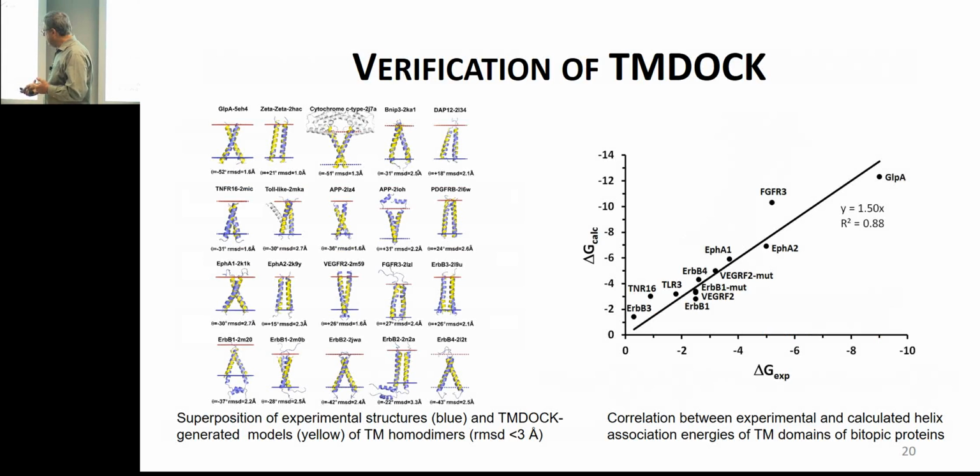So we verified our method, and there were two different ways to verify. First, we needed to compare experimental and calculated free energies of helix-helix association, which were measured and published for many transmembrane alpha dimers in micelles and lipid bilayers. There is a really good correlation, but our computation gives a slightly overestimated value of energy.